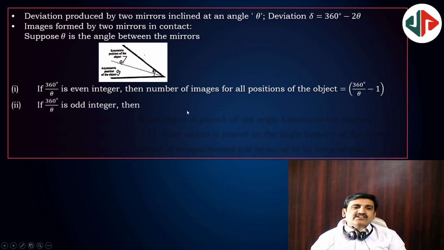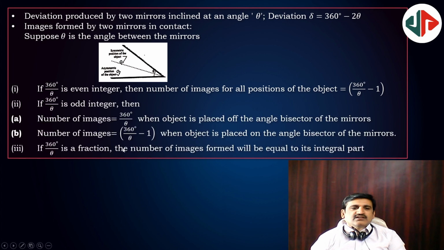Next, if 360 by theta is an odd integer, then cases will come. Next, if 360 by theta is a fraction, then the number of images formed will be equal to the integral part. That means if it is, suppose, 7.3, you shouldn't go for 8, you have to go for 7, the previous integer.